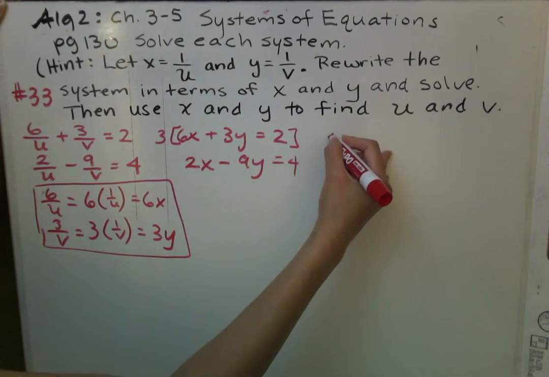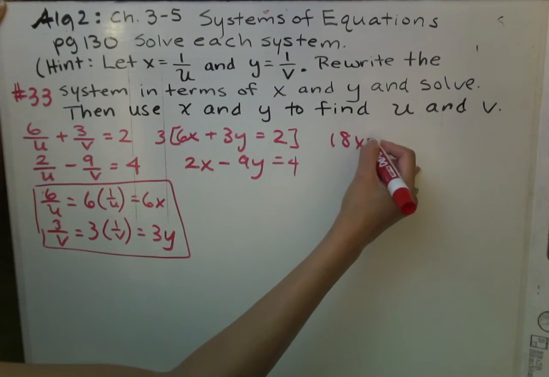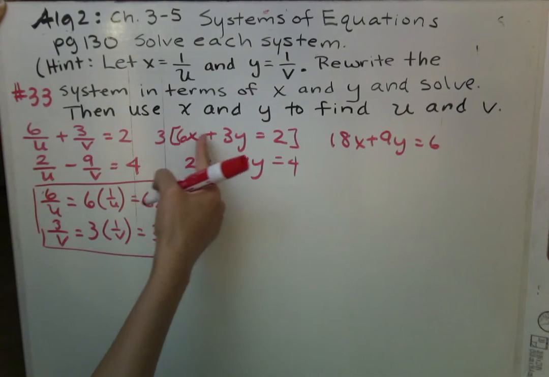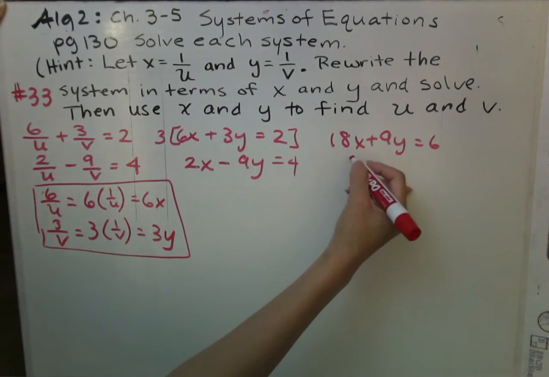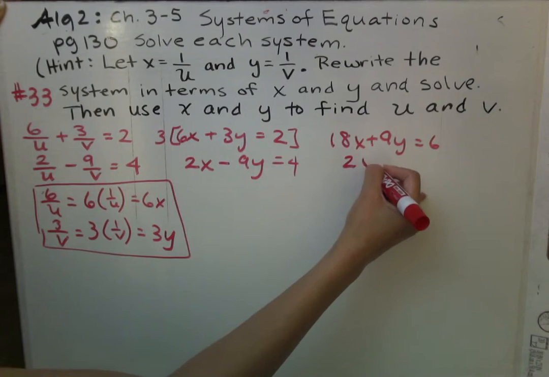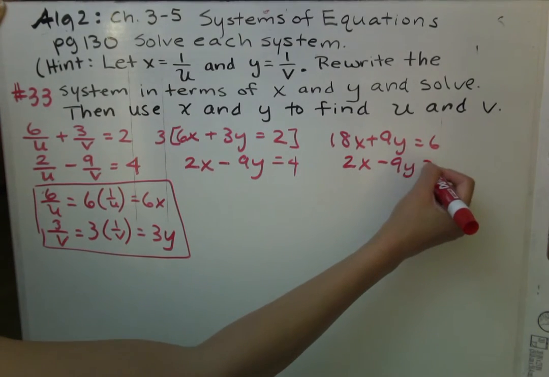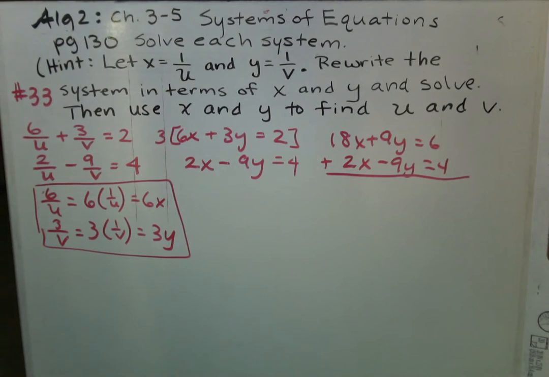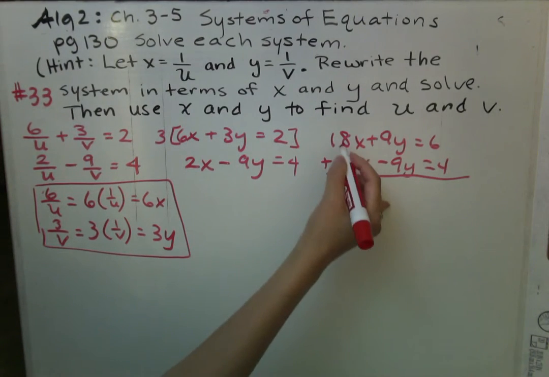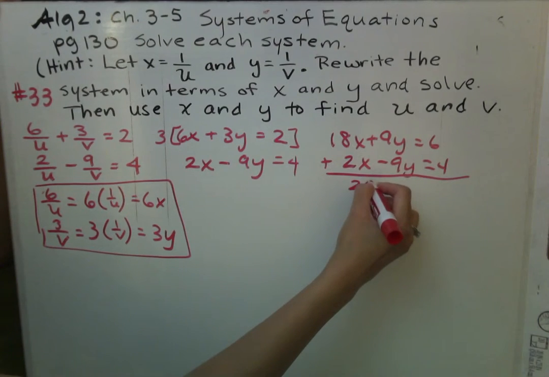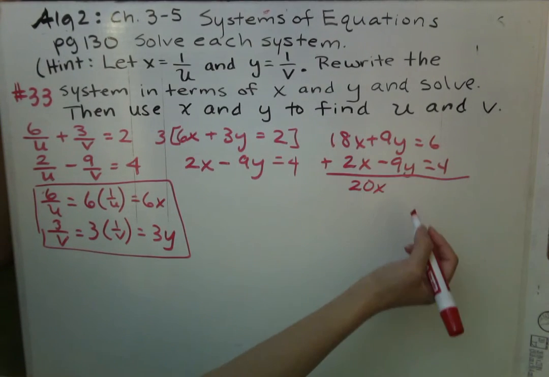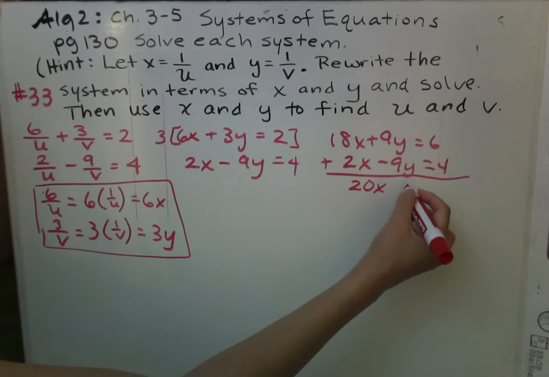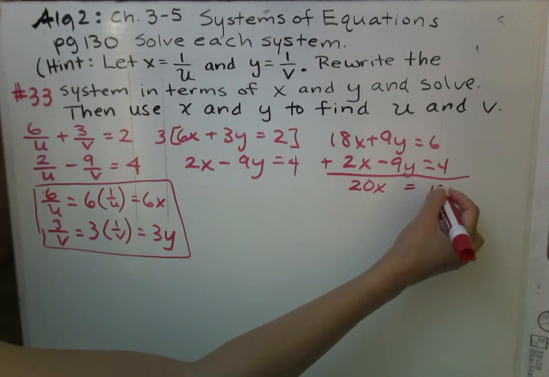So I'm just going to rewrite it here. We have 18x plus 9y equals 6. Make sure you distribute all the way across. Then I'm going to rewrite this equation again right under it, and we're going to add the two equations together to eliminate y. 18x plus 2x is 20x. We successfully eliminated the y. Positive 9y minus 9y is 0. And then 6 plus 4 is 10.